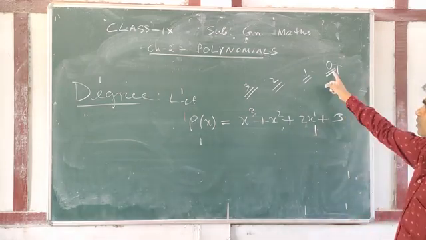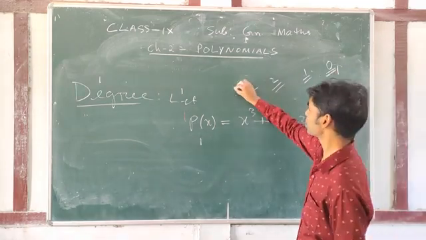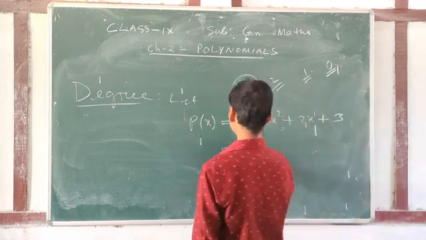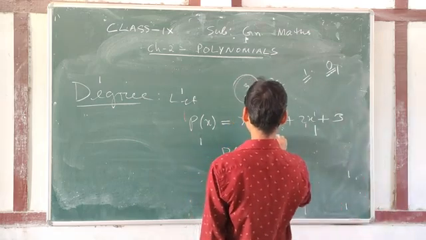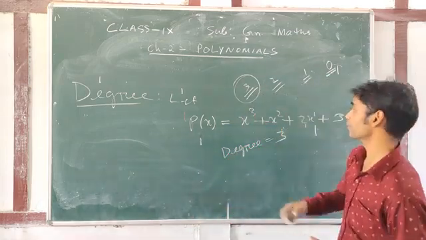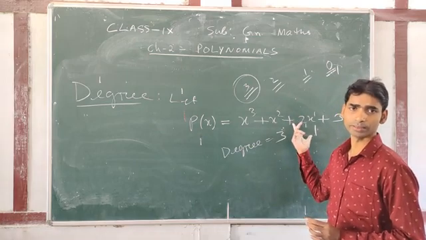Exponent of the constant term is 0. So here the highest power is 3. So the degree will be 3. Degree is equal to 3. So the degree is the highest power of the variables of a polynomial.